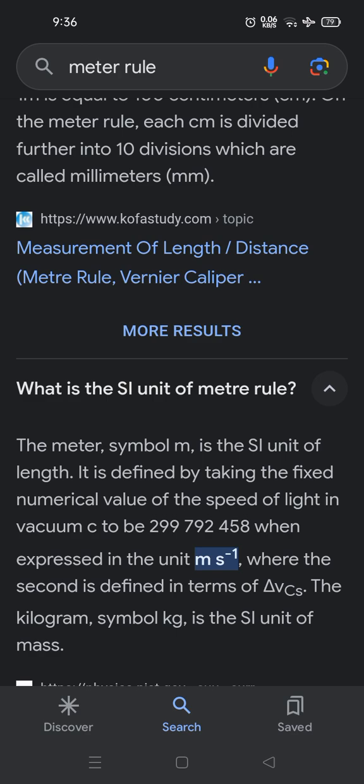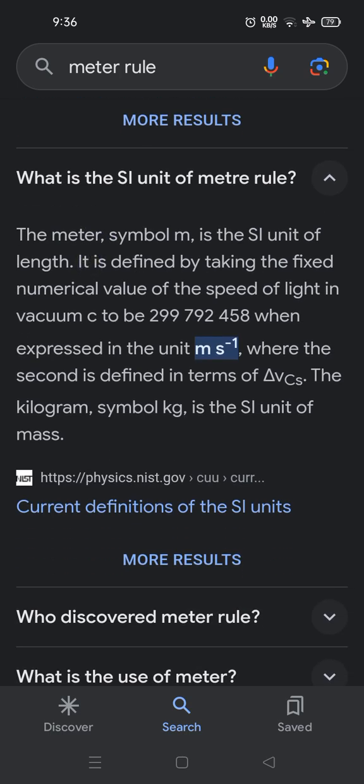What is the SI unit of meter rule? The meter, symbol m, is the SI unit of length. It is defined by taking the fixed numerical value of the speed of light in vacuum, c, to be 299 792 458 when expressed in the unit m s^-1, where the second is defined in terms of the cesium frequency. The kilogram, symbol kg, is the SI unit of mass.